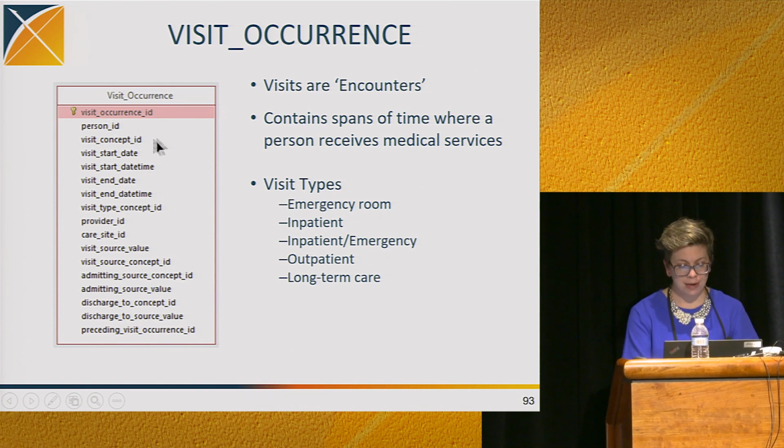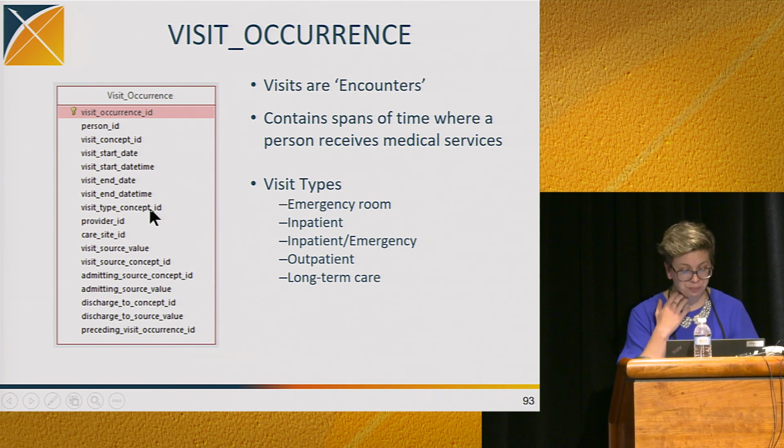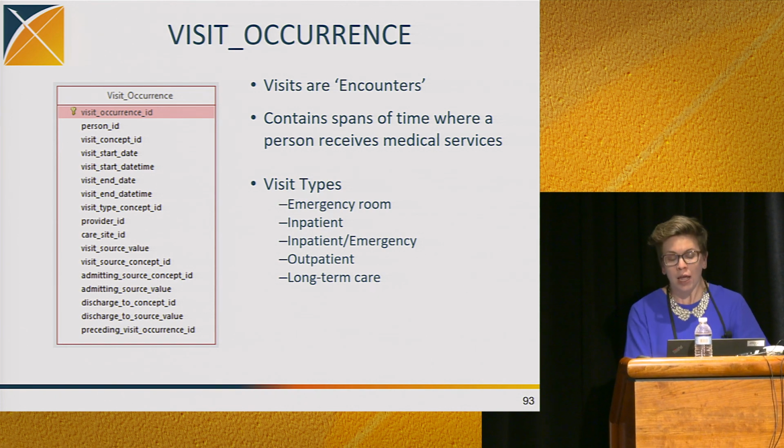So same things, we have our person identifier, it has a start date, an end date, also it tells us the type, so this is going to tell us a little bit about where that visit information came from, provider, care site, and then all our provenance type values.